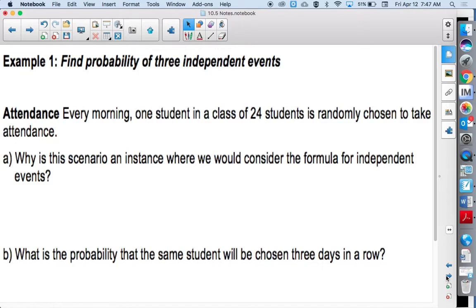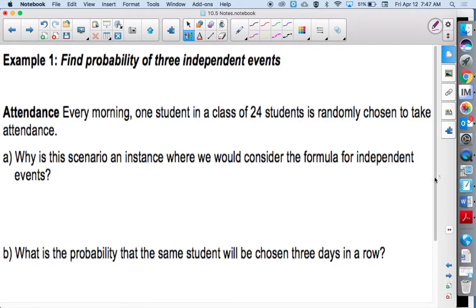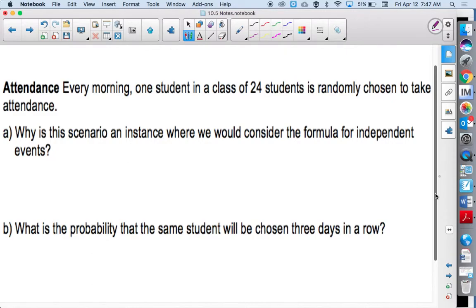So one student in a class of 24, which today there are 25 of us, is chosen randomly to take attendance. Why would that be considered an independent event? Julian? The student can still take the next day. Yeah, so I could choose the same student every day. It doesn't eliminate that student. Or I could pick a whole bunch of different students and just go in order and make sure everybody gets a shot at it, which is what they do in elementary school. 2nd grade, having a chore or a job is a big deal. So it doesn't matter if the teacher picks the same person every day or they choose a different person.